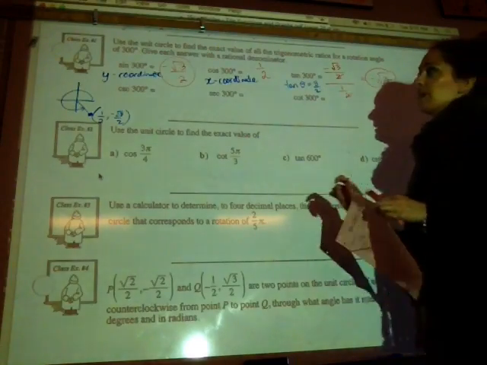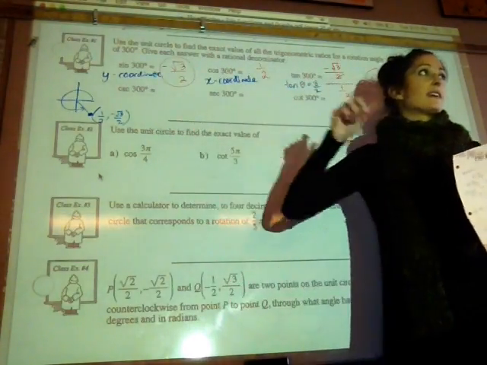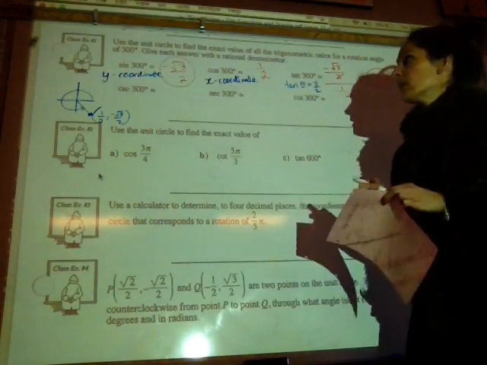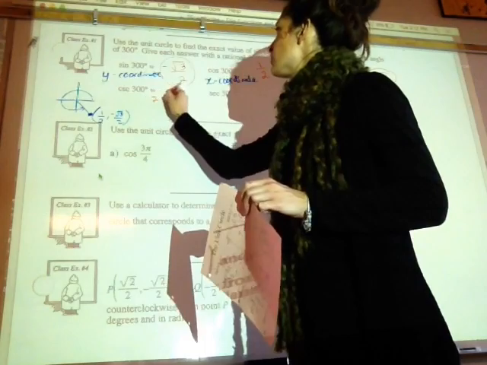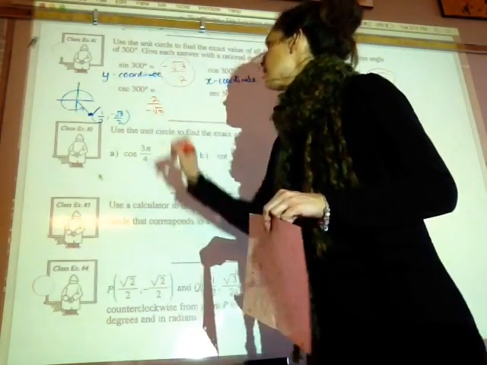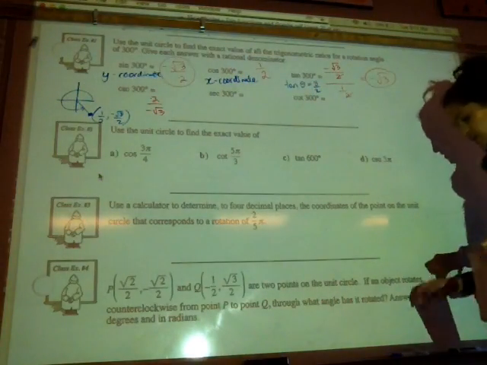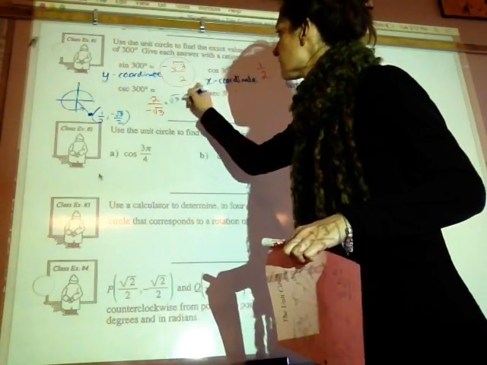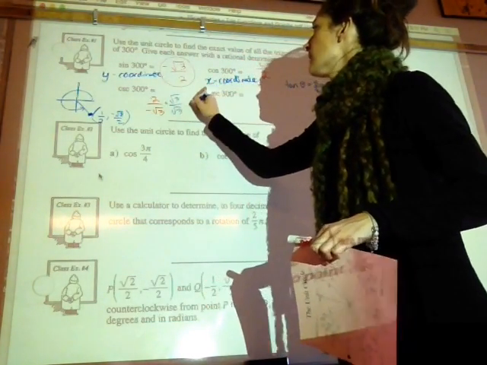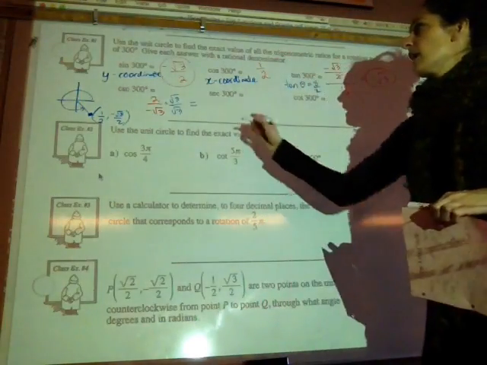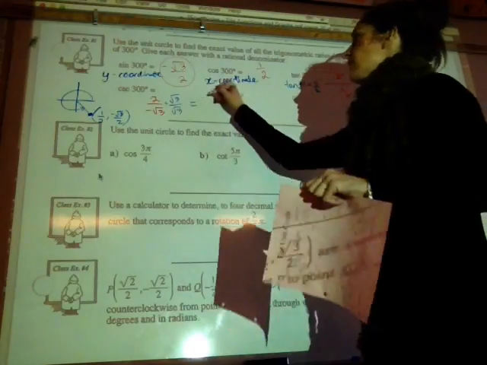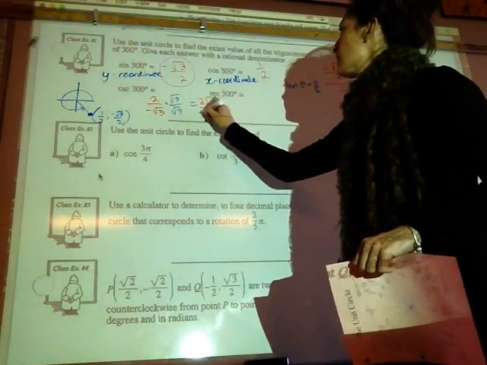Okay, cosecant 300, that's the reciprocal of sine. So all we have to do is take the sine ratio, and we're just flipping it. So we now have 2 over negative root 3. Are we allowed to have a radical in the denominator? No. Nada, so we're going to rationalize. Multiply by root 3 over root 3. Okay, and we get 2 root 3 over negative 3.